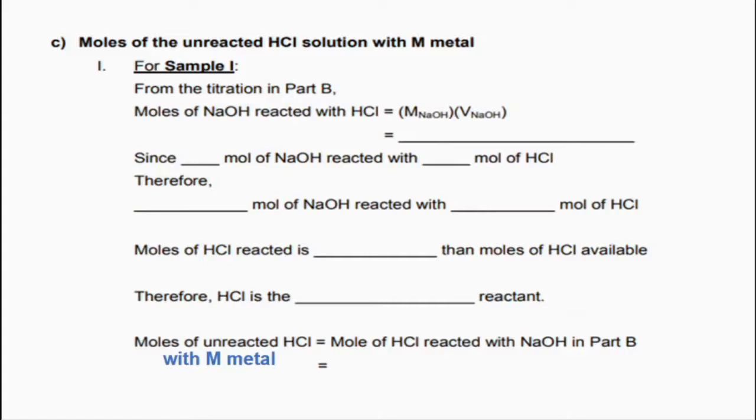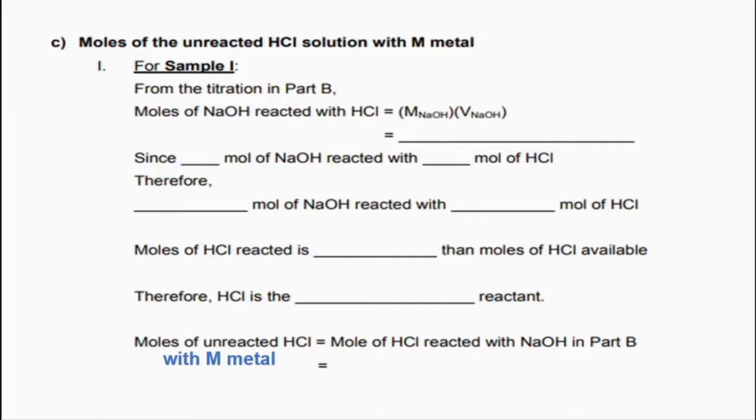Next we are going to look at how to determine the moles of unreacted hydrochloric acid solution with metal M. If you still remember in this part B, firstly, you have pipetted 25 ml of hydrochloric acid, and then you mix the solution with the metal M, the one that you have cut into small pieces, and then you put into the conical flask.